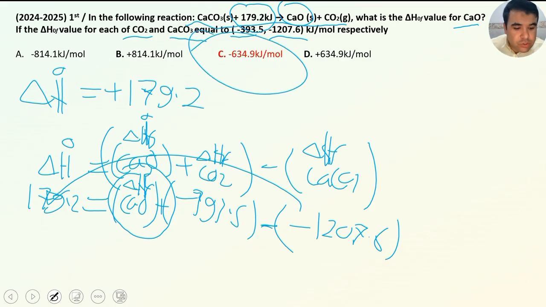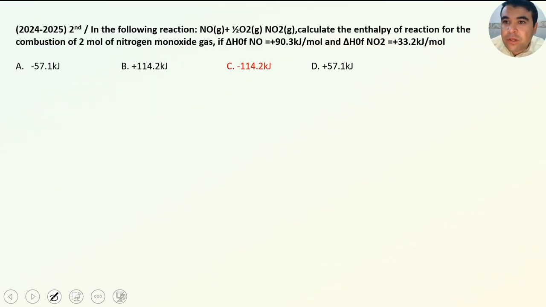I'm going to solve as short as possible to not let the video be long. Okay, in this reaction, calculate the enthalpy of reaction for the combustion of 2 mole of nitrogen monoxide, guys. Combustion of 2 mole of nitrogen monoxide. In the above equation, how many mole of nitrogen monoxide combusted, guys? Of course, there will be an arrow in between NO plus half oxygen forming NO2. 1 mole combusted. It said calculate the enthalpy of combustion for 2 moles, while the enthalpy of formation of NO and NO2 is given to us.